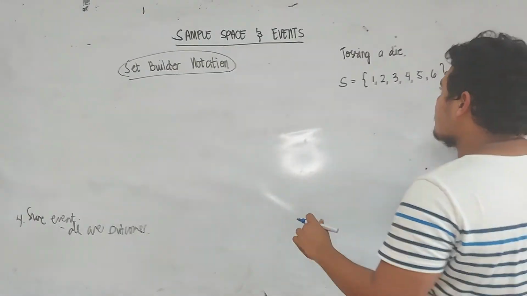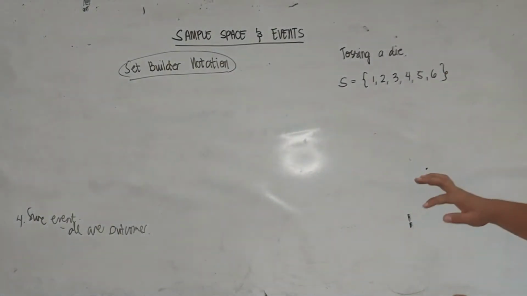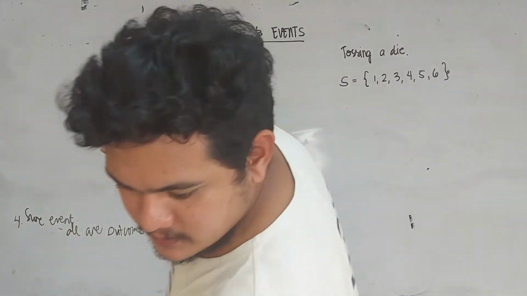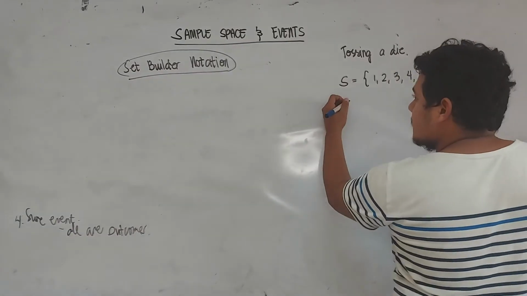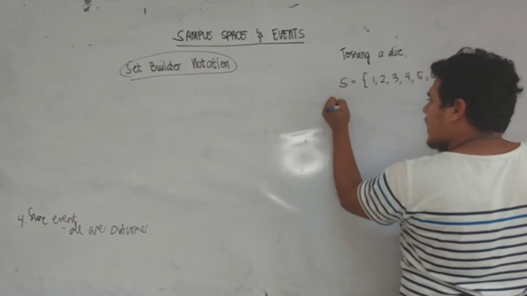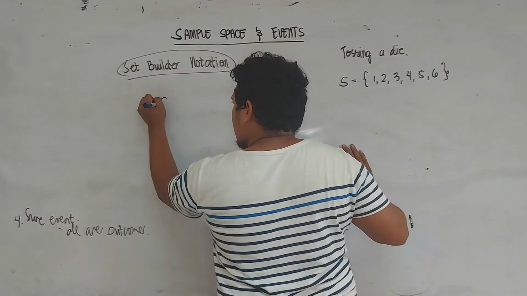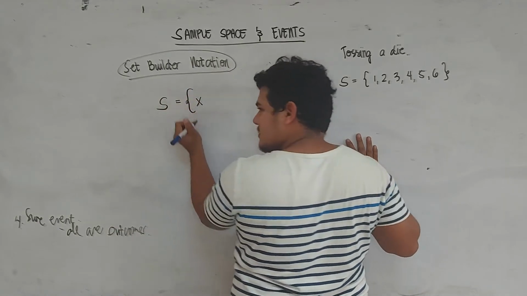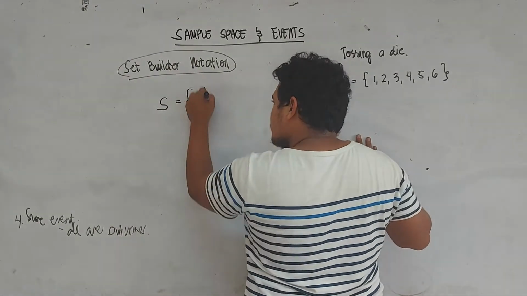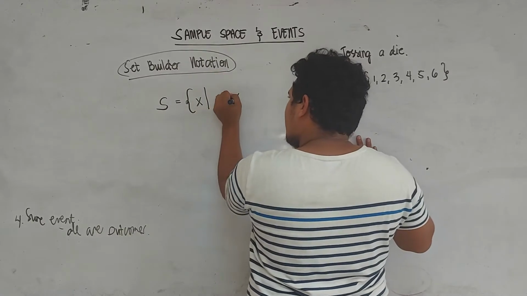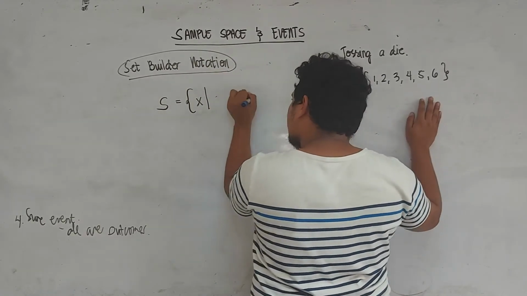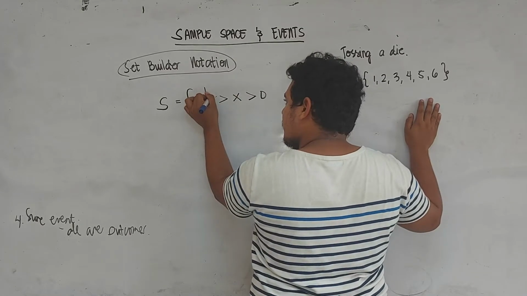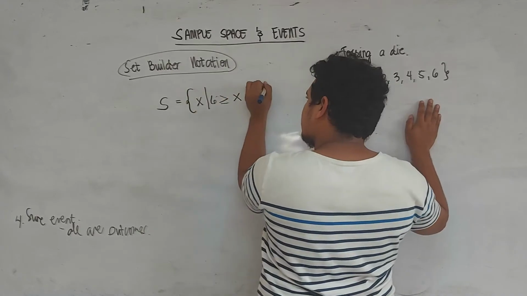So let me give you an event. So kapag sinabi tossing a die, we can use set builder notation. Our S, our sample space is equal to X, kasi X meaning the variable, such that X is greater than 0 but is less than or equal to 6.